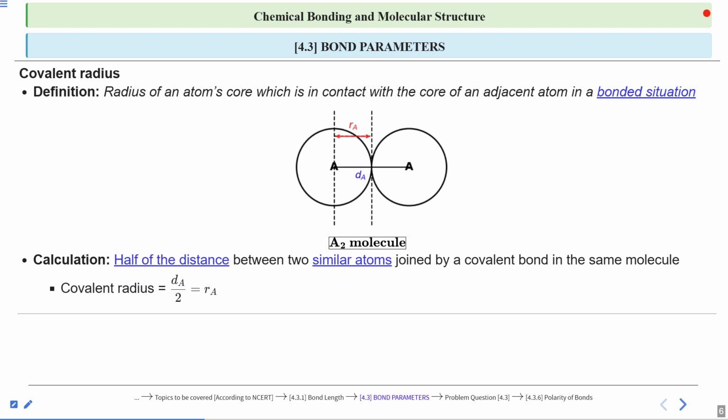As simple as that. And the second most important point: you cannot calculate the radius of A from the distance between A and B if A and B are covalently bonded to each other. We saw that in the previous class, in the previous slides. Okay, I guess this part is clear to you.